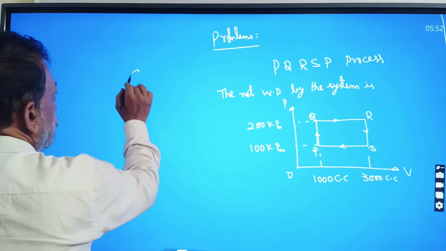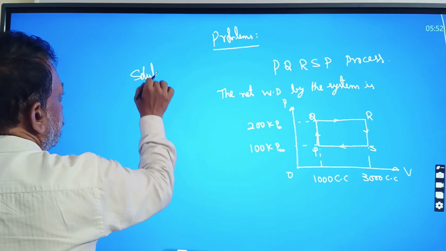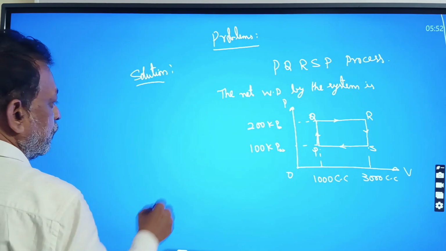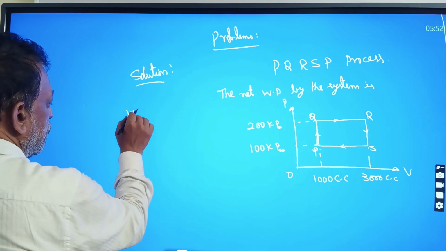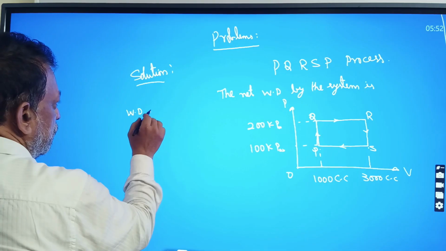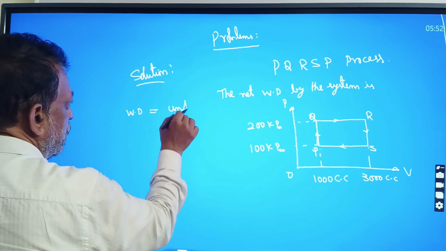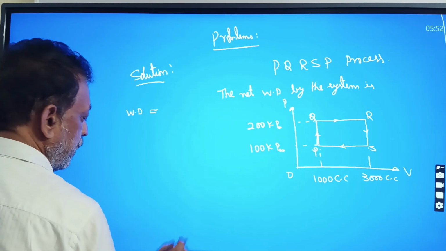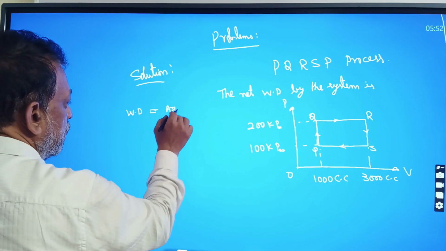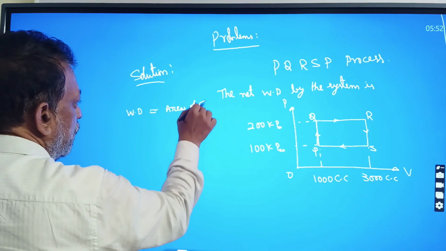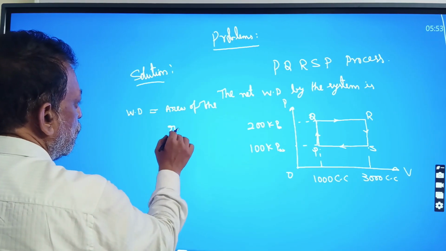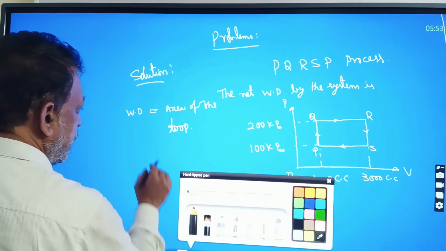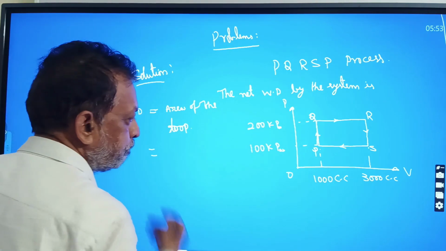So work done is equal to the area under the curve, which is the area of the loop. So the area of the loop here is what you can say.